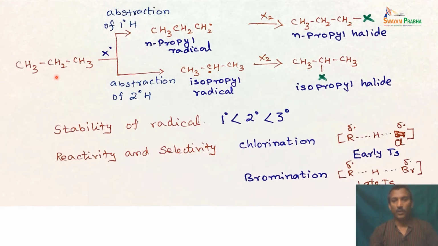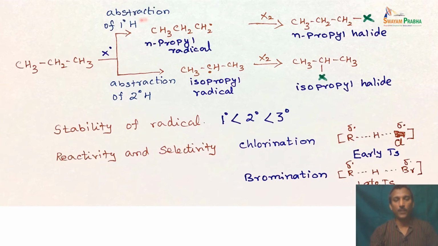So let us look at the mechanism for this particular transformation. This is the starting material which we saw earlier, which is the propane. The X dot reacts with this alkane. There are two protons that can be abstracted. The first one is the primary hydrogen. That is the abstraction of primary hydrogen. The second one, this CH2 proton can also be abstracted, which is the secondary hydrogen. So there are two possibilities of the X dot radical abstracting a proton from this carbon or from this carbon.